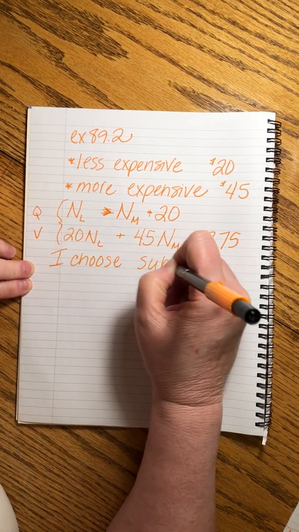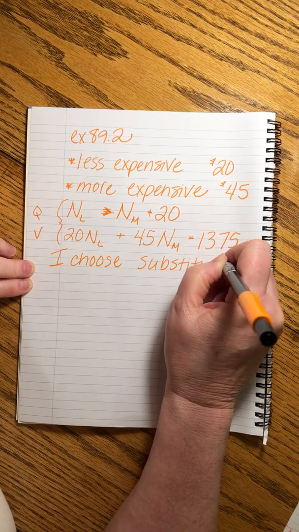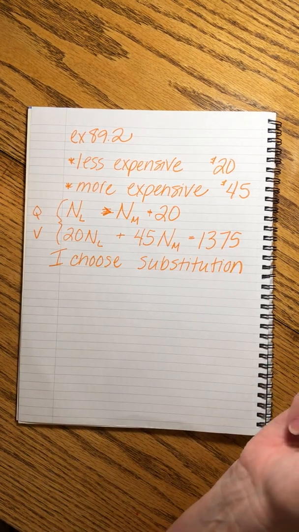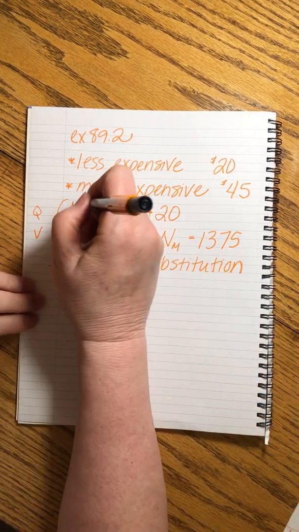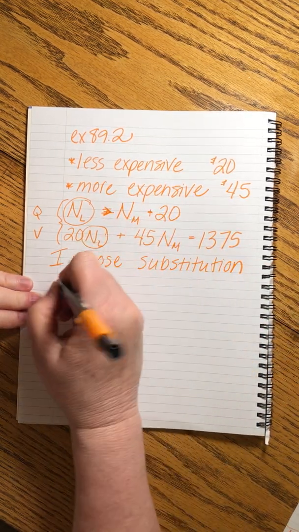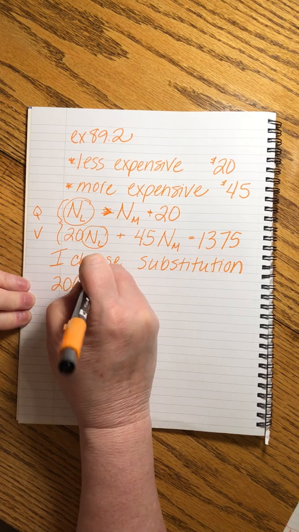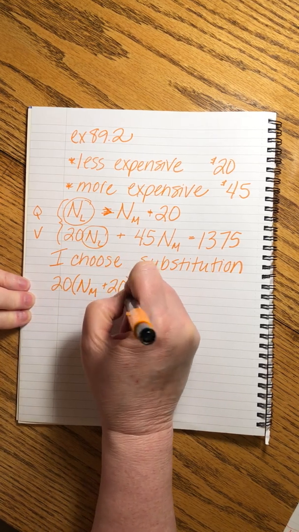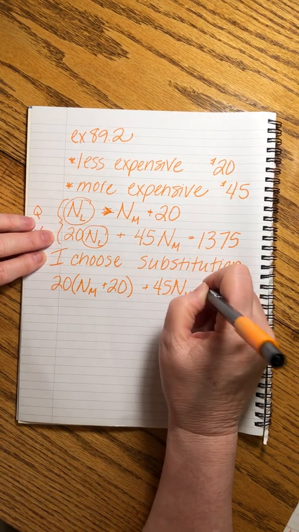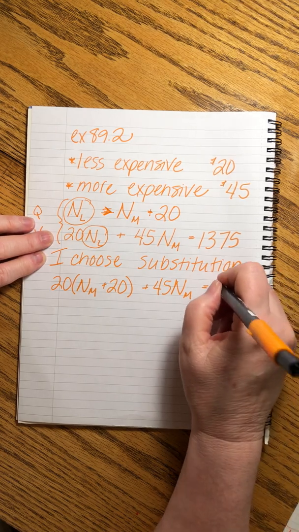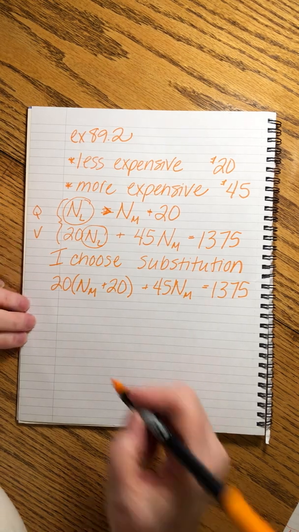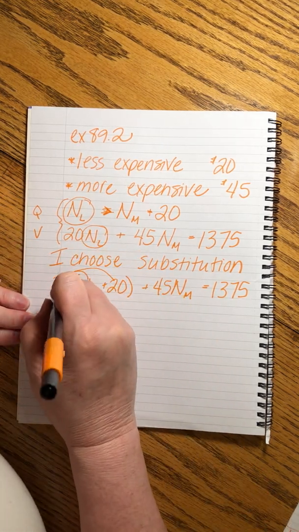But again, as I told you way back at the beginning, the day has come when you get to choose how to do that. So here's one variable, here's the other one. I'm going to substitute this into this place. 20, right? Beautiful. All right, let's distribute and see what we get.